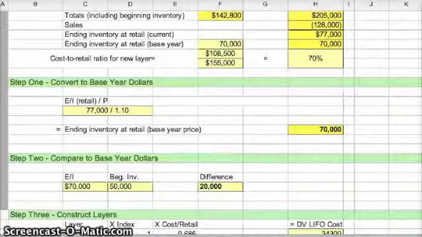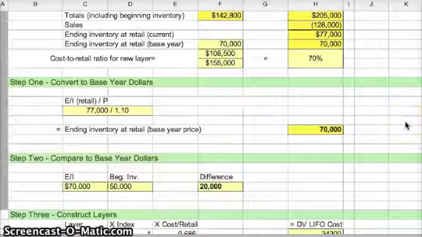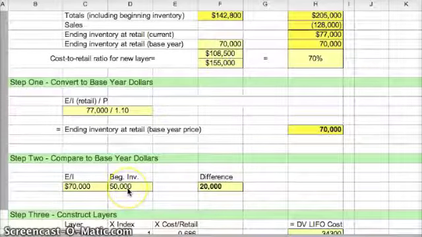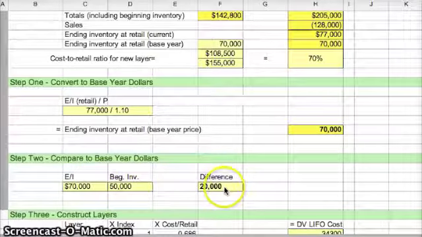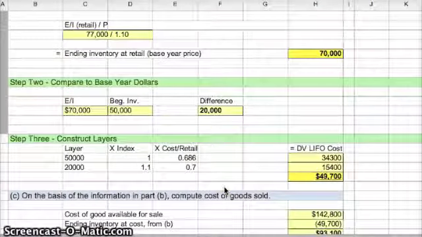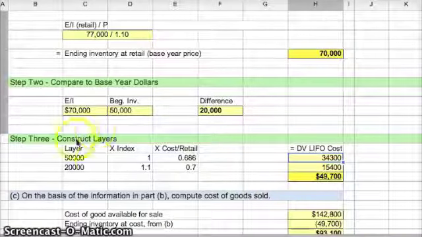You need to compare those two. You started off with 50,000 right here, and you ended up with 70. The difference is 20. The reason that we just add the price change back into only the 20,000 is because we sold the rest, right? So go ahead and multiply it out.